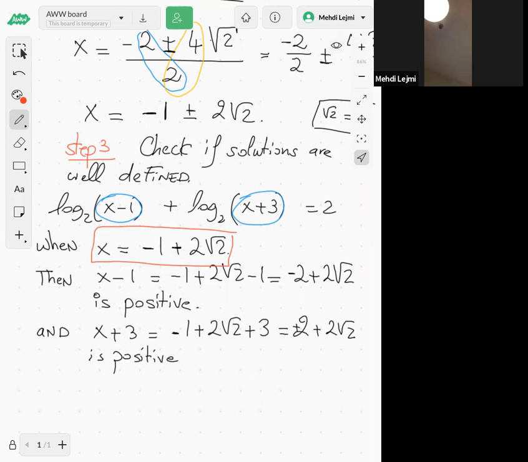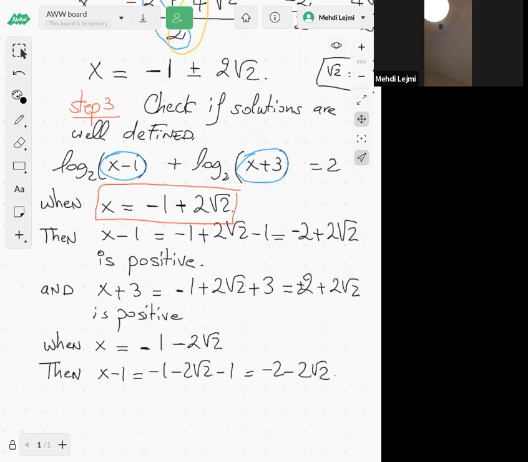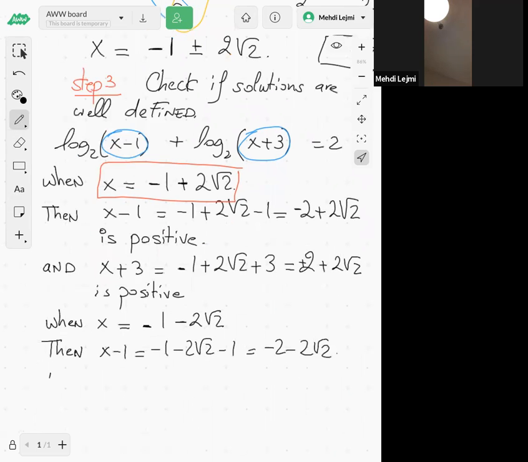Okay. Now, the other solution, when x is minus 1 minus 2 square root of 2, then if you do x minus 1, there'll be minus 1 minus 2 square root of 2 minus 1, so there'll be minus 2 minus 2 square root of 2. And this is obviously negative because minus 2 is negative, and then you subtract this 2 square root of 2, it's also negative. So this thing is going to be negative, and so then the solution is rejected.